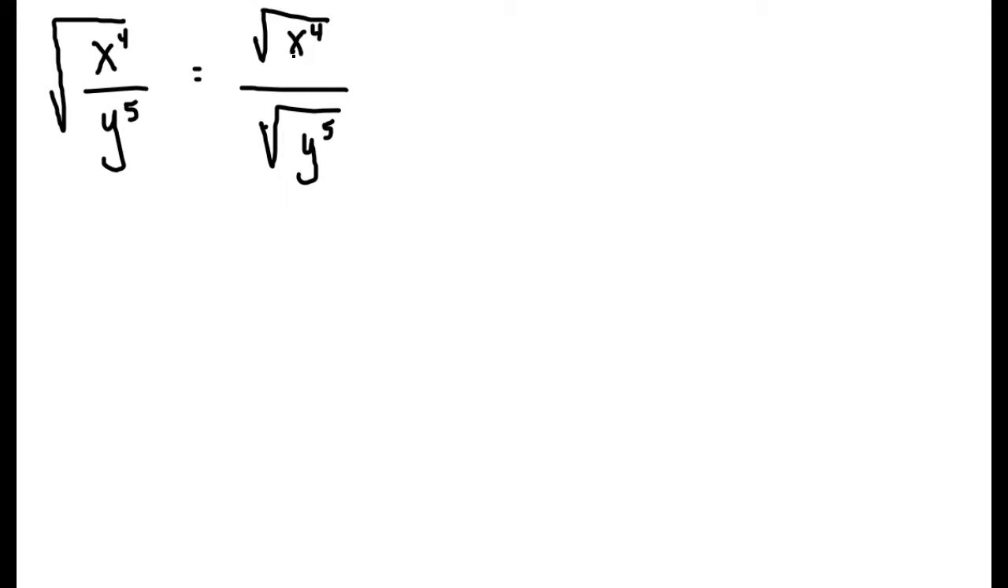Now, there's some rules. So let's start with the numerator. So what is the square root of x to the 4th? X to the 2nd. Correct. So now we have a new numerator of x to the 2nd. Now let's look at our denominator. So we have the square root of y to the 5th.